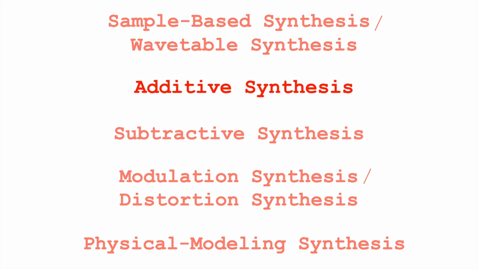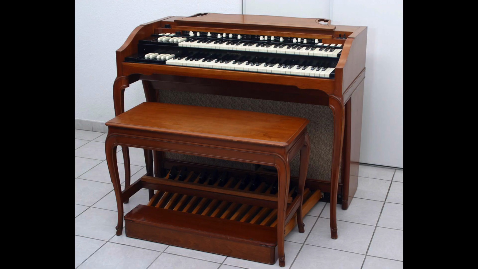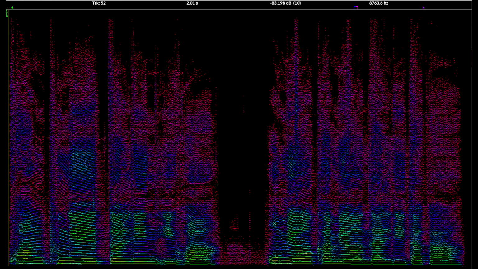My next large category is additive synthesis, creating complex sounds by adding sine waves together at different frequencies, amplitudes, and phases. We think back to the Hammond organ or even the telharmonium as simple examples of this, and building to more sophisticated examples of spectral synthesis and resynthesis.